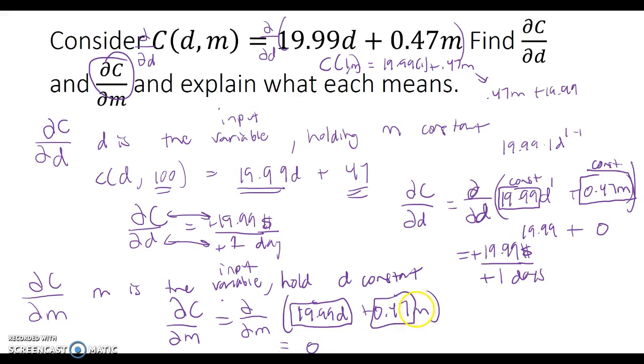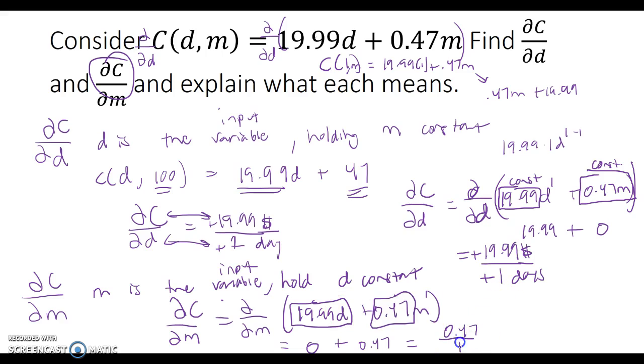Well, the derivative of a constant term is going to be 0. And the derivative of 0.47m to the first, well, that's again a power function. And what's the derivative of a linear function? Well, it's just the slope. It's always just the slope, but the slope is always constant for a linear function. And so our output is 0.47. Okay, so partial of c with respect to m is 0.47.